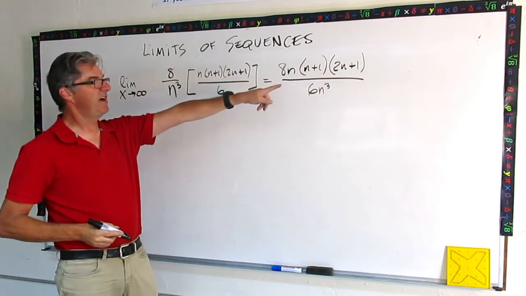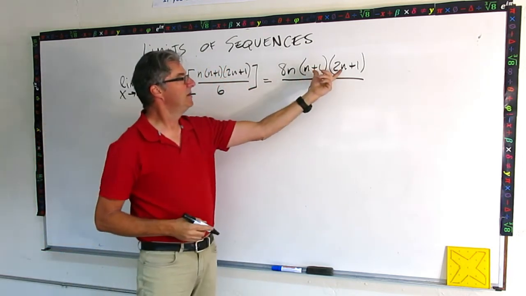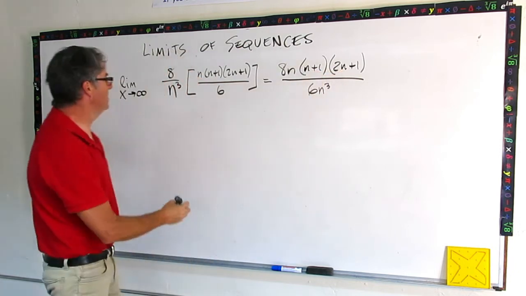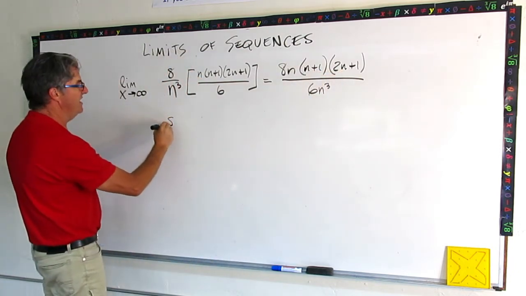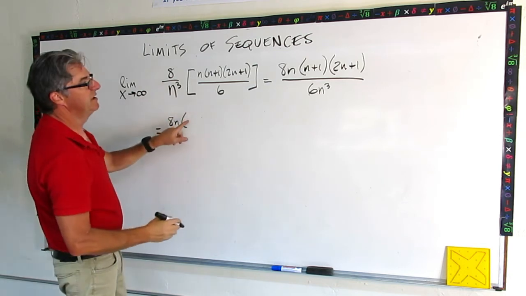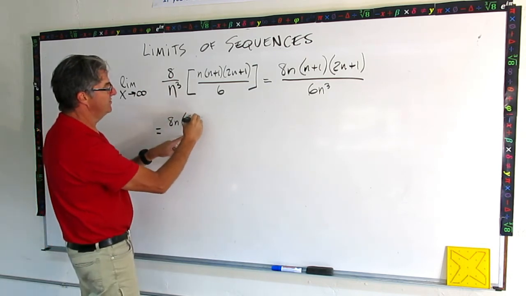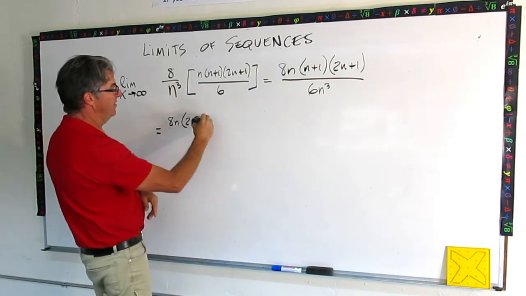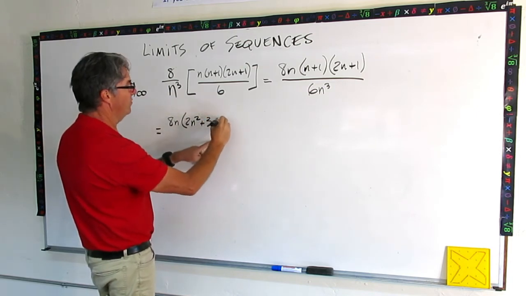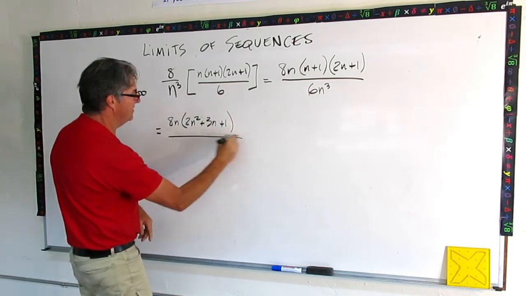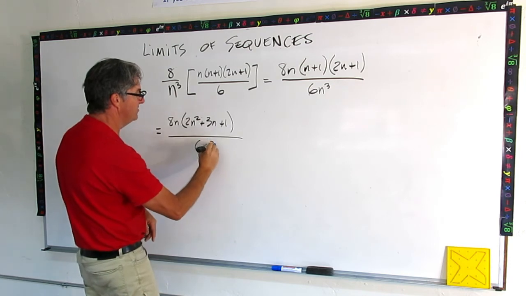Now there's a bunch of ways to evaluate the top. What I'm going to do is I'm going to expand this binomial here. So let's just carry on down. I have 8n times, now this is going to be 2n squared plus 3n plus 1. And then my bottom is going to just bring down my 6n to the third power.